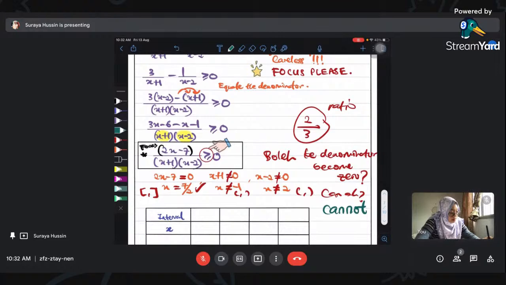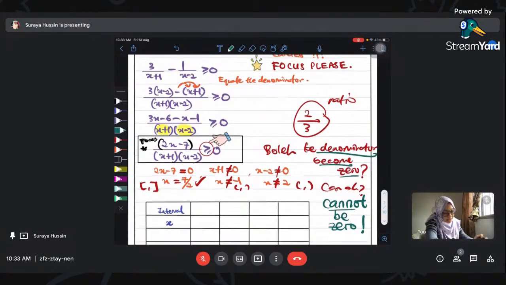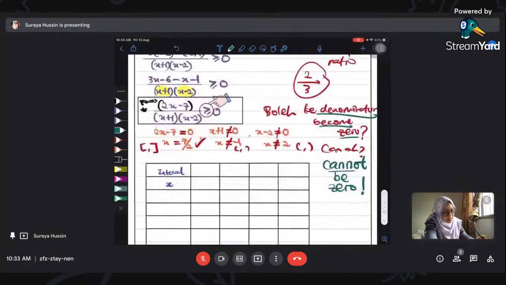Cannot, apa, boleh ke denominator cannot be 0. Denominator cannot be 0. So now bolehlah kita teruskan perjalanan kita, masukkan nilai yang paling kecil iaitu -1 and then 2 and then 7/2. This is 3.5 ya.